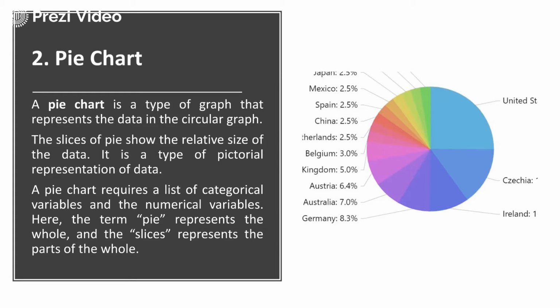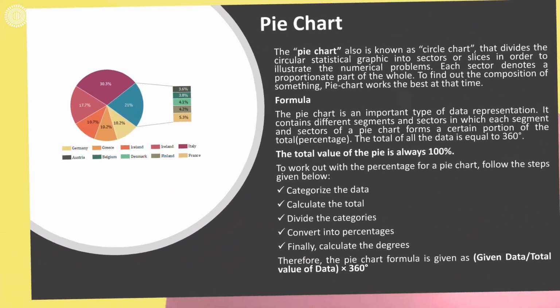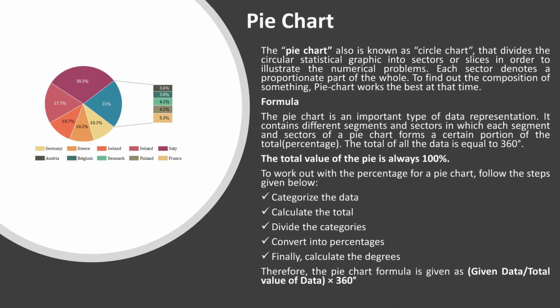They require a list of categorical variables and numerical variables. Here the term pie represents the whole. Pie means the circular path and the slices represent the parts of that whole. You can see the 360-degree circular path, and then you categorize and calculate the degree for each of your slices. Again, it is very easy to construct. Pie charts are also known as circle charts, and they divide the circular statistical graphic into sectors or slices.